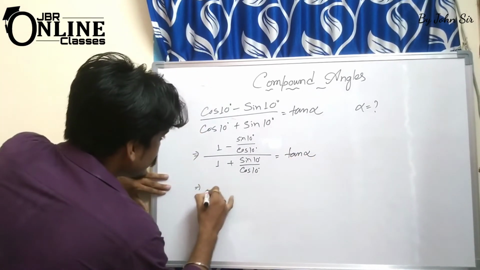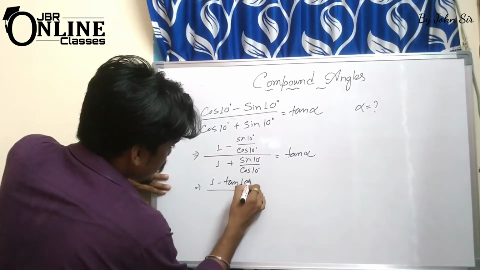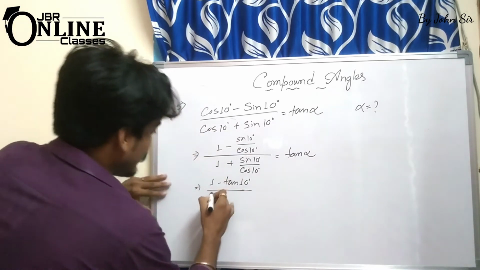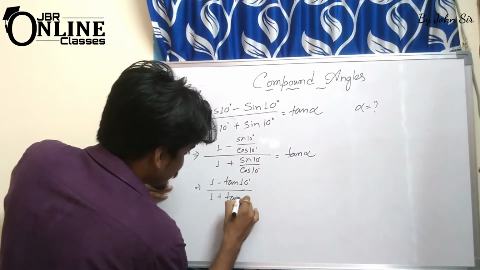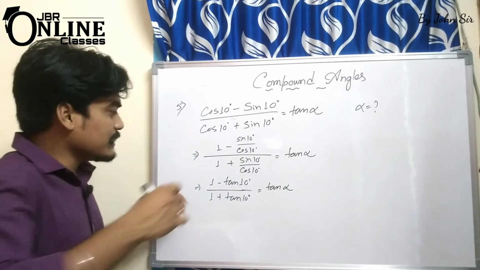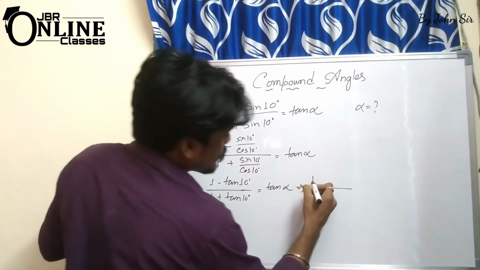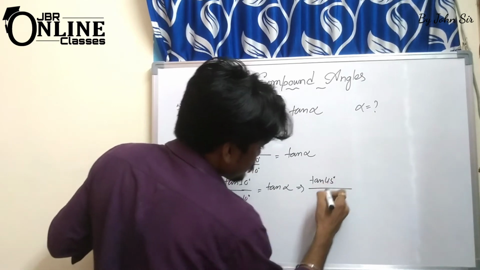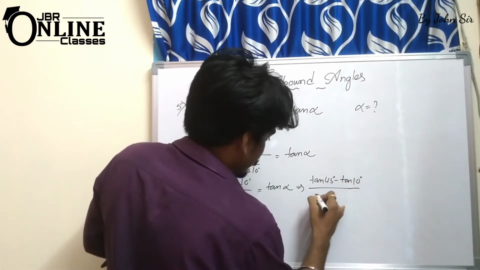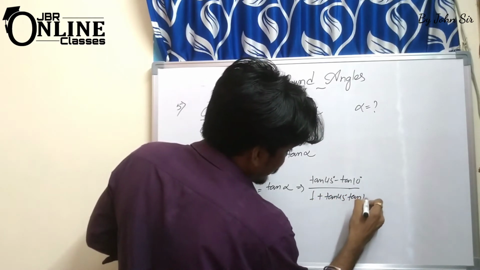So that means here 1 minus sin 10 by cos 10, so it will be tan 10, as the formula of tan theta equal to sin theta by cos theta, you know that formula. And in the denominator it will be 1 plus tan 10 degree, and that equal to tan alpha. So here you can also write here 1 minus, so instead of 1 you can write here tan 45 degree. So tan 45 minus tan 10, it's divided by 1 plus tan 45 into tan 10.